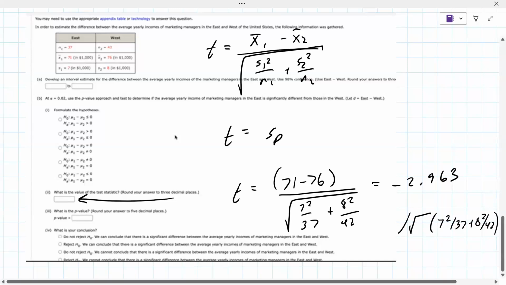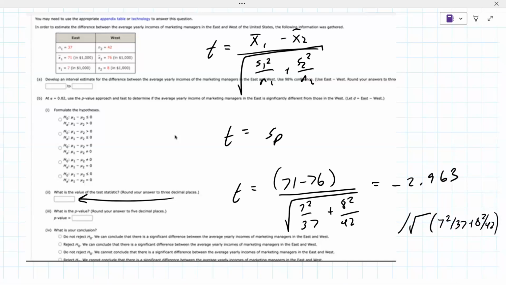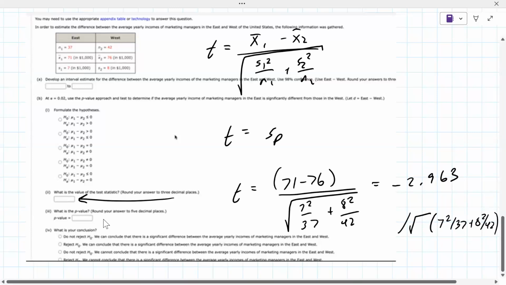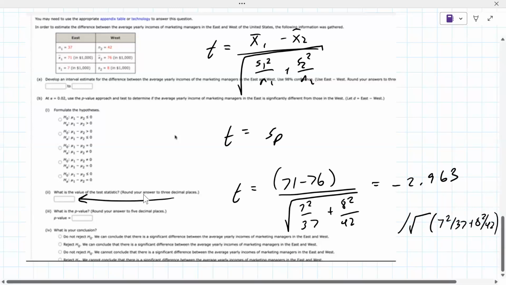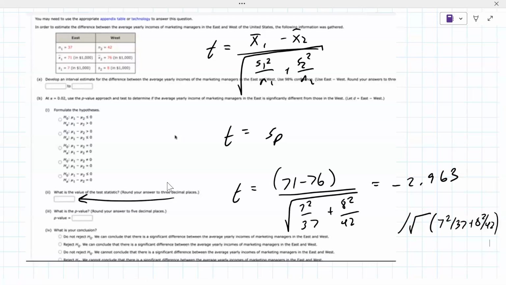Yeah, negative 2.9663. Will you test that? Because that will impact other stuff. Let me plug that in. Yeah, that's correct. Great. 2.963, okay, so that's correct.